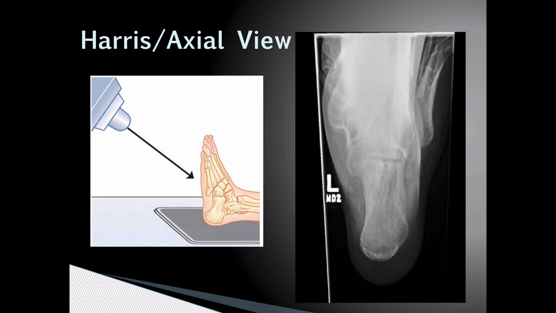The Harris or axial view is obtained to evaluate the calcaneus. The calcaneus is the largest bone of the foot and accounts for the most commonly fractured bone. This view should be obtained to image the calcaneal tuberosity and the subtalar joint. CT has become routine in evaluating calcaneal fractures, and Harris views are being done less and less often due to CT capabilities in the emergency department.